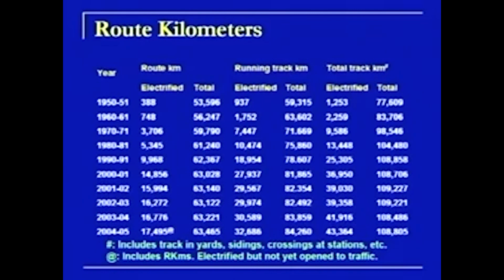Another statistic in terms of route kilometers has been shown, where the electrification of the track is being taken up. The running tracks have been shown in terms of the electrified tracks and the total tracks, and then the total track kilometers. They are statistics taken from the Indian Railways. Some of the statistics, like the track kilometers shown at the end, include the tracks provided in the yards, in the sidings, or at the crossings of different stations.